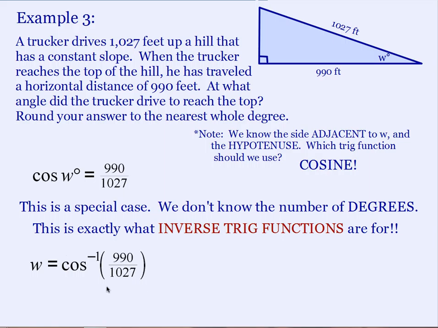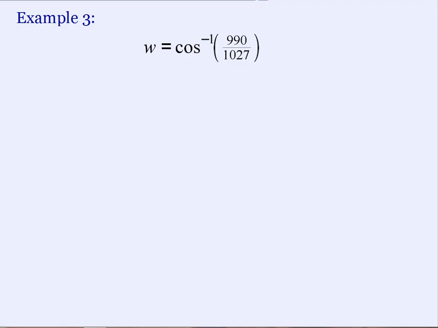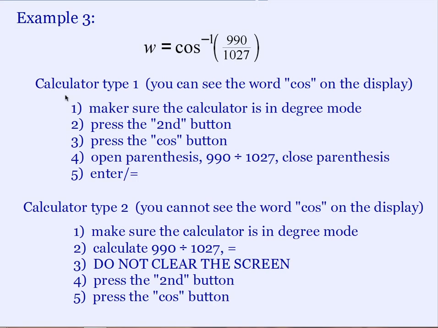And this is how I set it up. I'm going to take the fraction on the right, I'm going to take the inverse cosine of that fraction, and that's going to help me find the angle measure. So, on your calculator, you're going to have, of course, one of two types of calculators. Remember, calculator type 1, you can actually see the word cosine on your calculator display. Calculator type 2, you can't see the word cosine on your calculator display. On both calculators, of course, make sure your calculator is in degree mode.